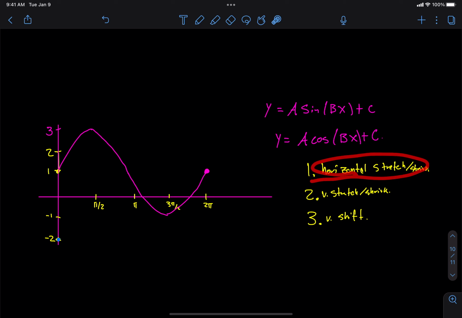Why? Because the period isn't projected over. Yeah, what's the period of this graph? It repeats on the order of 2 pi. Sinusoidal graphs, like sine and cosine, are 2 pi periodic. The period is unchanged, so I can say, without a doubt, I have no horizontal stretch. In other words, B is just 1. Okay, B is just the number 1. Because I have no horizontal stretch.